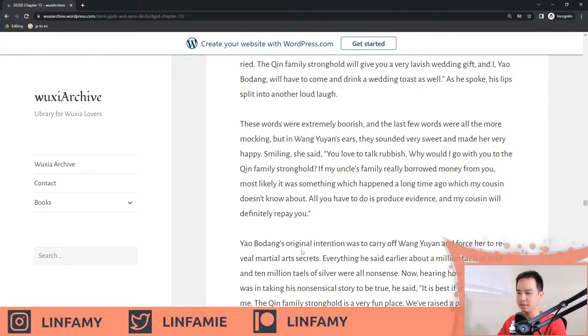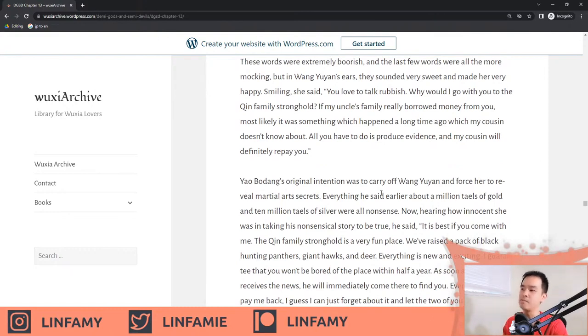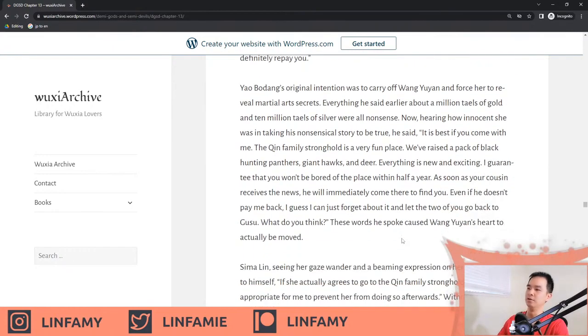Yao Bodong's original intention was to carry off Wang Yuyan and force her to reveal martial arts secrets. Everything he said earlier about 1,000,000 taels of gold and 10,000,000 taels of silver were all nonsense. Now, hearing how innocent she was in taking his nonsensical story to be true, he said, "It is best if you come with me. The Qin family stronghold is a very fun place. We've raised a pack of black hunting panthers, giant hawks, and deer. Everything is new and exciting. I guarantee that you won't be bored of the place within half a year.